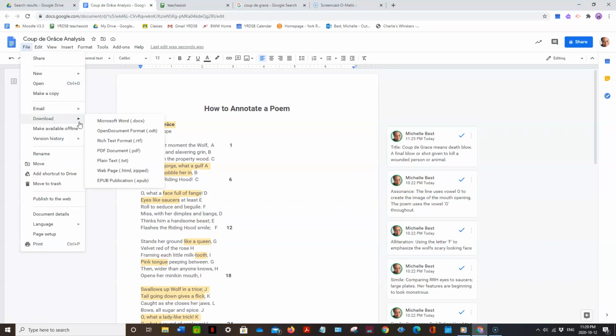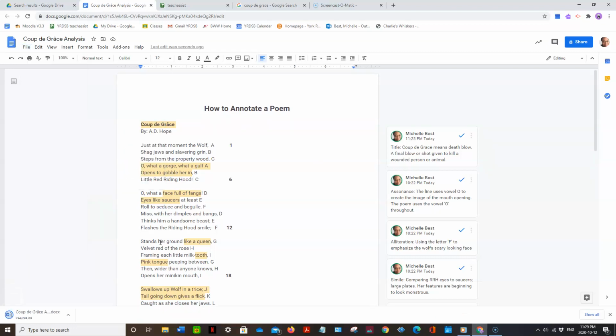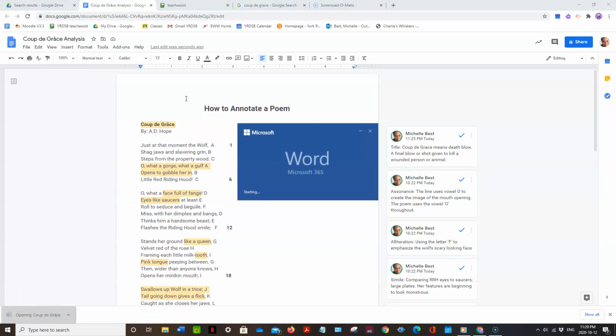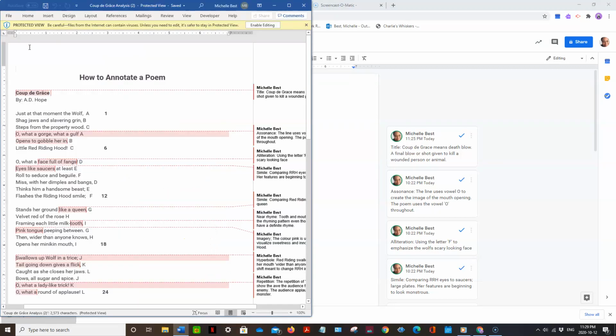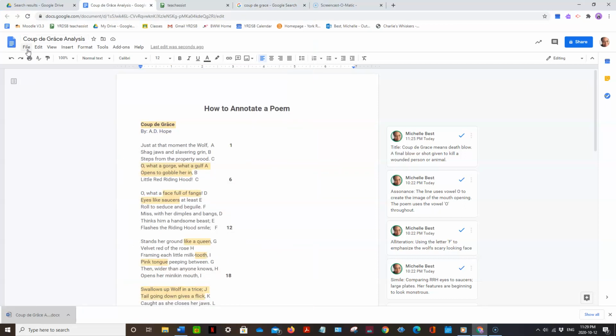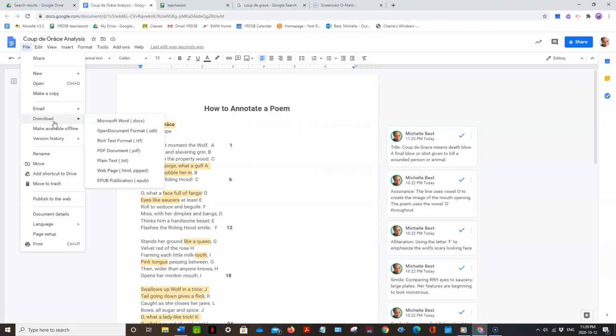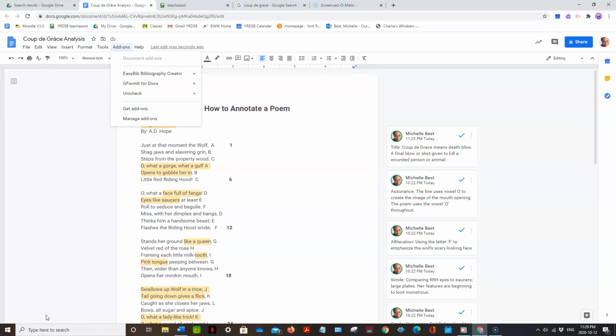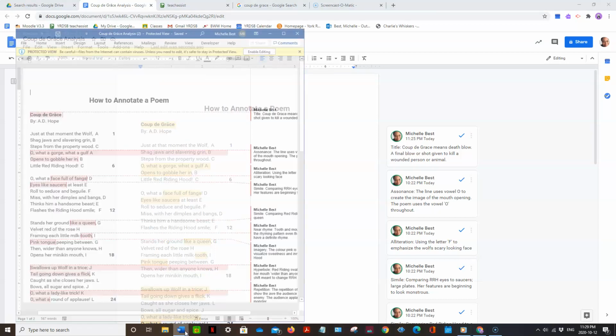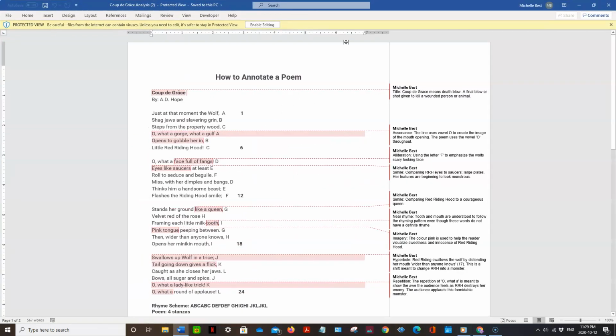So I'm going to show you two different ways. The first way is if you have Microsoft Word. Not all of us do, but in case you do, you download as a Microsoft Word document. So File, Download, and Microsoft Word. Here are a lot of different ways to download, and you can use any of these, but we're using Microsoft Word.